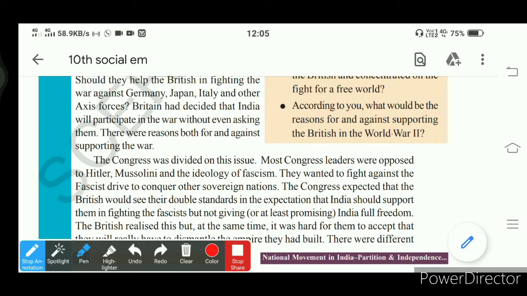That is one reason. The second reason is that during the Second World War, in Britain there was a Conservative Party government. Which party government?